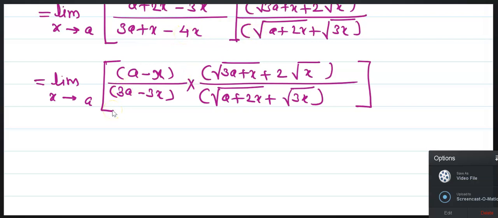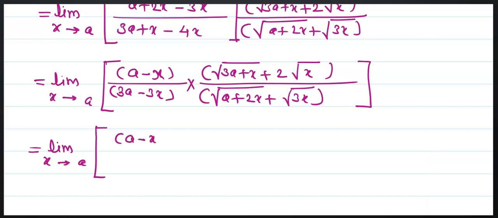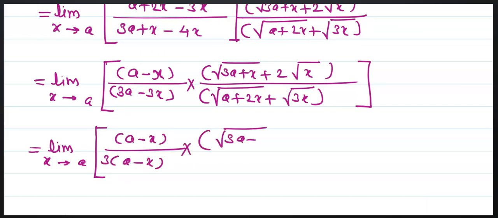And in the denominator, 3a minus 3x. Here you see numerator a minus x and denominator 3a minus x. Take 3 as common. Then in brackets you will get a minus x and a minus x, so the numerator and denominator get cancelled. And for the remaining term you substitute directly x equals a. Now as limit x tends to a, the x minus a or a minus x term will get cancelled here.